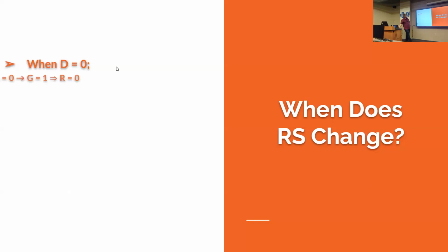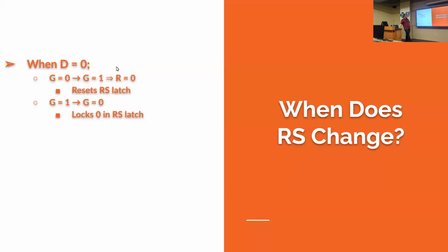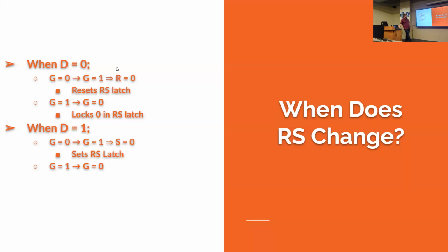So when D is 0, G going from 0 to 1 makes R 0. It resets the RS latch to 0. When G goes from 1 back to 0, it locks it into place. Not that you could change it anyway. When D is 1, when G goes from 0 to 1, S is set to 0, which sets the latch. And G going back from 1 to 0, it's locked.